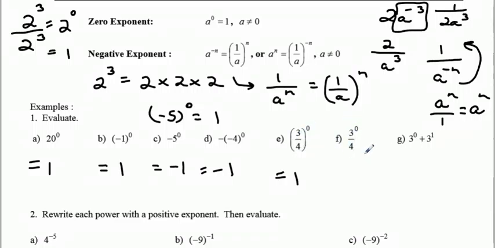This one, however, when you look at it, it's not 3/4 to the 0. It's only 3 to the 0. So this question is really saying, what's 3 to the 0? Take that answer and divide it by 4. So 3 to the 0 is 1, and 1 over 4 is just 1/4. 3 to the 0, of course, is 1, plus 3 to the 1 is 3. And so the answer to this one is 4.